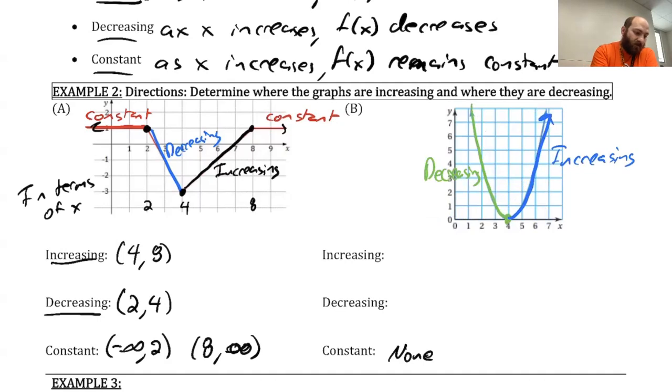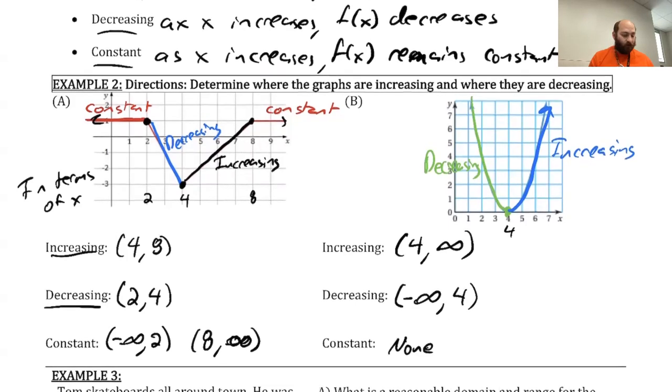So if I start with my increasing, 4 is that turnaround point, that x value of 4. I don't care about the y values, I care about x. So it's increasing from 4 to positive infinity because it's just going to keep going forever. Decreasing starts way to the left at negative infinity and then turns around at 4. Again, everything's in terms of x. So that's our increasing, decreasing, and constant intervals.